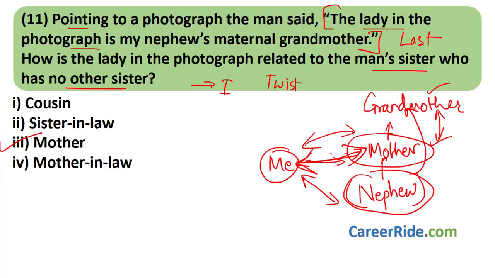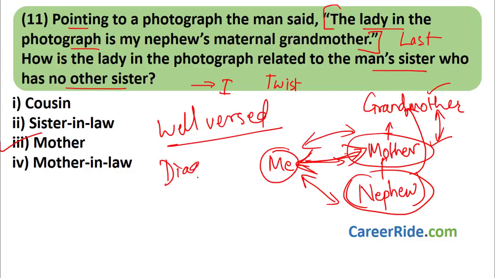It is only a little bit of twisting of words, but if you pay close attention and draw the diagram, you will easily be able to deduce what the relations are. The only thing you need to do is keep on practicing. The more sums you practice, the more well versed you become in blood relations. Just keep on drawing diagrams. Once you draw more and more diagrams, you will become very fast and very good at it.